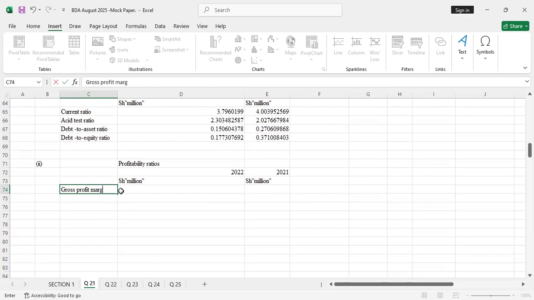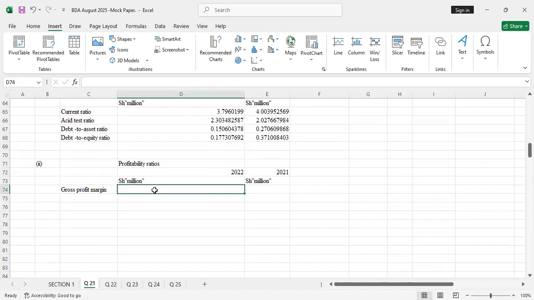So gross profit margin for 2022, that's what we're going to do. What is the formula for the gross profit margin? As the name suggests, it will be gross profit over revenue. Most of these profitability margins are over revenue, especially those items that originate from the statement of profit or loss. So in this case, you'll have gross profit divided by total revenue.